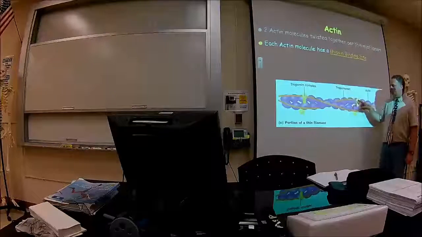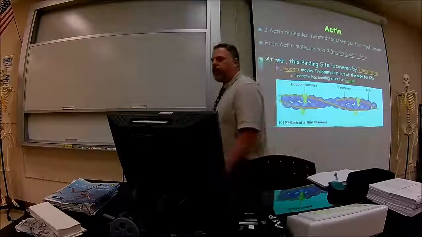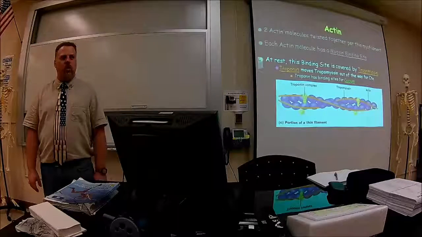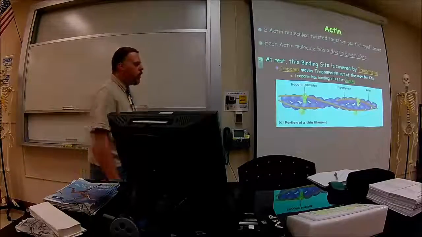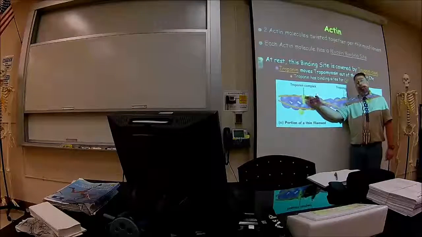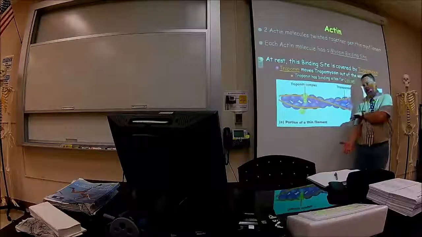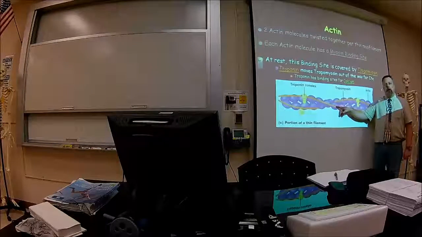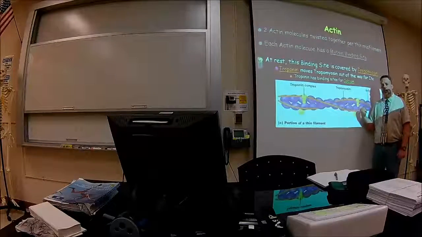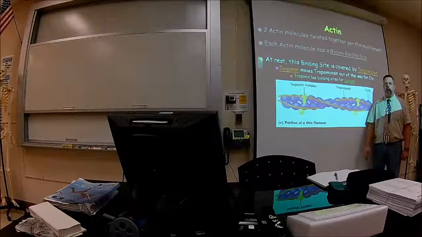This tropomyosin is attached to this yellow thing called troponin. Troponin has a calcium site on it that calcium must bind to. When calcium binds to the troponin on the yellow, it changes shape and allows the orange band to move over, exposing the myosin binding site. Now myosin can bind on here and move it. Calcium is needed to expose that myosin binding site.